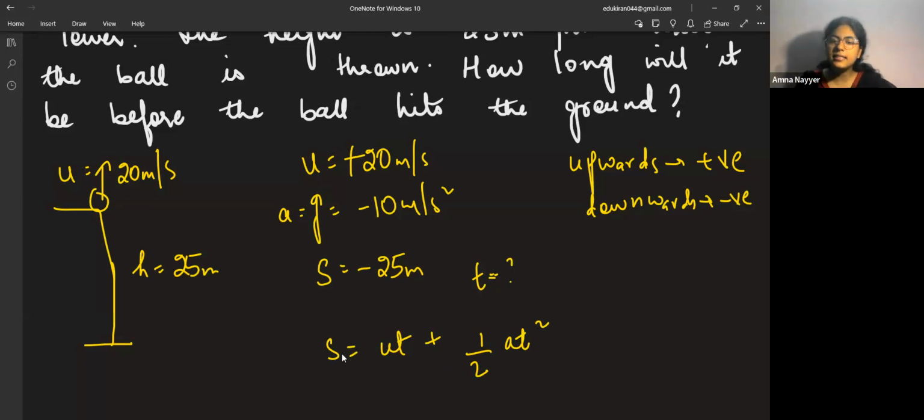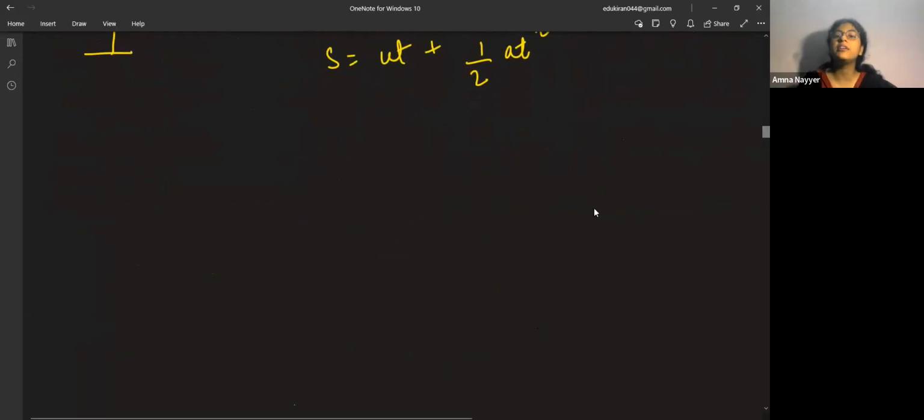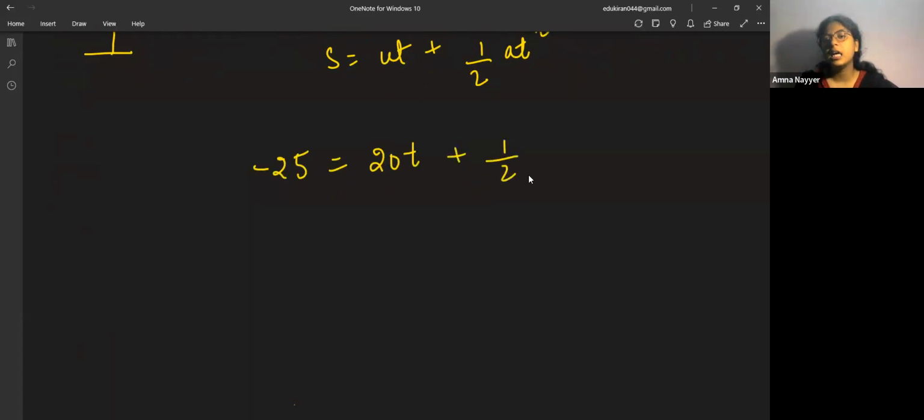See, S is given, U is given, T is unknown, A is also given. We do not have any information about the final velocity, that's why we want to avoid it. So this is minus 25 is equal to plus 20 we took, T is unknown, plus half. Acceleration is minus 10 because that is acceleration due to gravity, and again T square. So if I write this equation, this becomes minus 25 is equal to 20T minus 5T square.